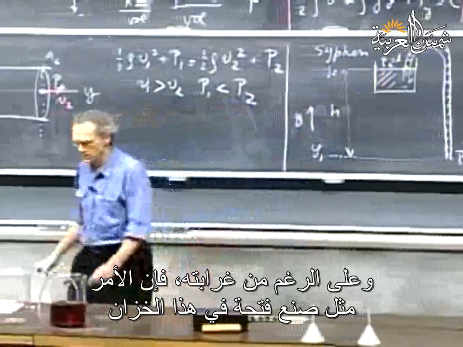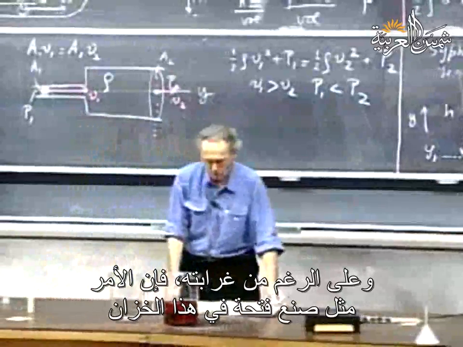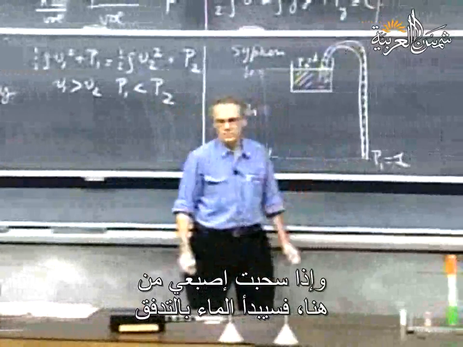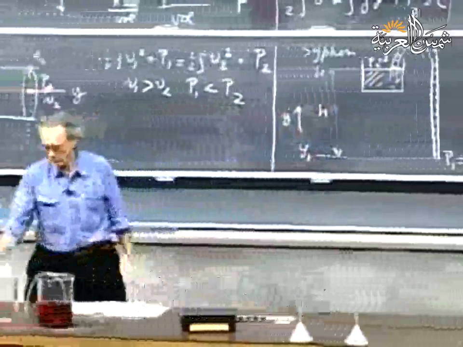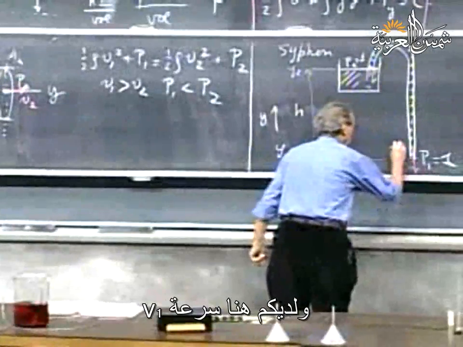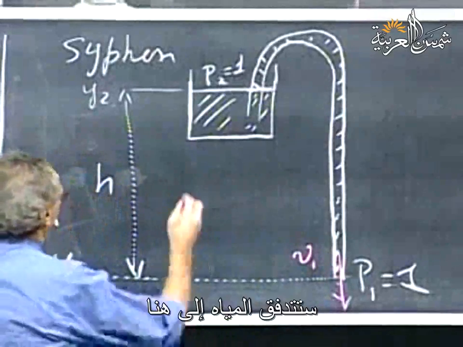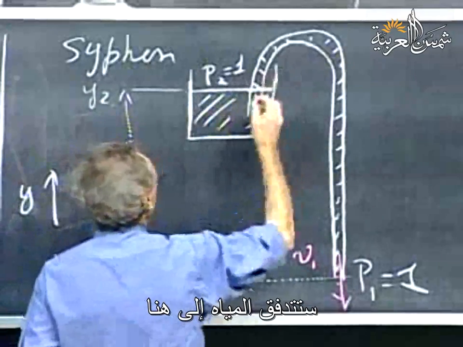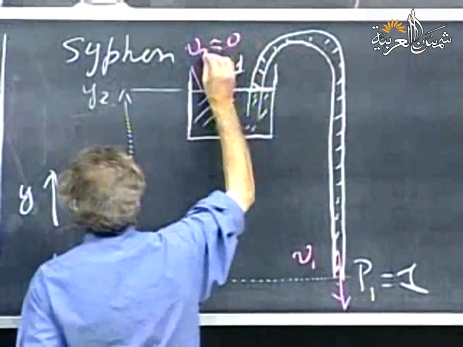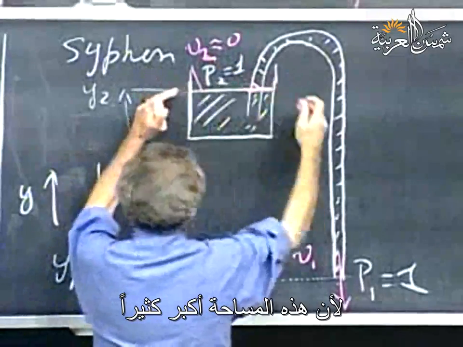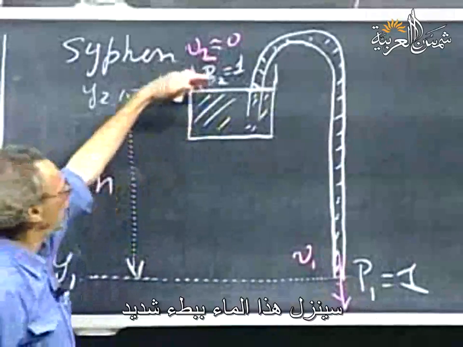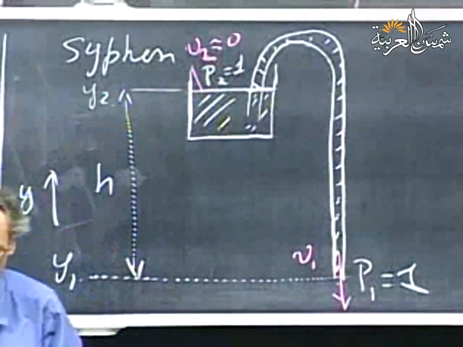And strange as it may be, it's like making a hole in this tank. If I take my finger off here, the water will start to run out, and I will show you that. And you have here a velocity, V1. The water will stream down into this here, and the velocity here is approximately 0, because this area is so much larger than this cross-sectional area that, to a good approximation, this water is going down extremely slowly.